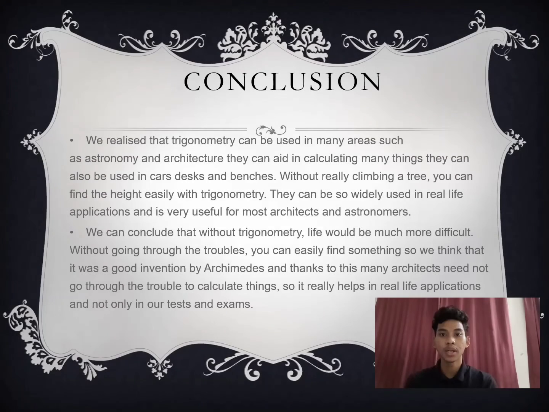My name is Ahmad Lokman and now I will talk about the conclusion. The first conclusion is we realize that trigonometry can be used in many areas such as astronomy and architecture. They can aid in calculating many things that can also be used in cars, desks, and benches. Without really climbing a tree, you can find the height easily with trigonometry. It is so widely used in real life applications and is very useful for architects and astronomers.